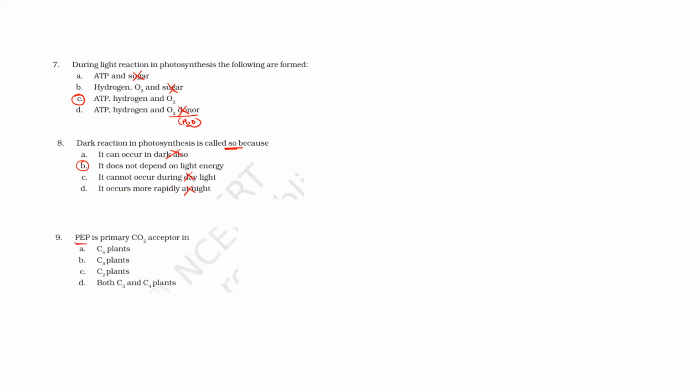PEP is the primary carbon dioxide acceptor in C4 plants. So the answer is C4 plant. In the C3 plant, the primary carbon dioxide acceptor is RuBP. In C2 plants, again it is RuBP but not as a carbon dioxide acceptor. It is an oxygen acceptor at that time. Here RuBP will combine with carbon dioxide, but in C2 plants, RuBP will combine with oxygen because of photorespiration. So the answer is C4.